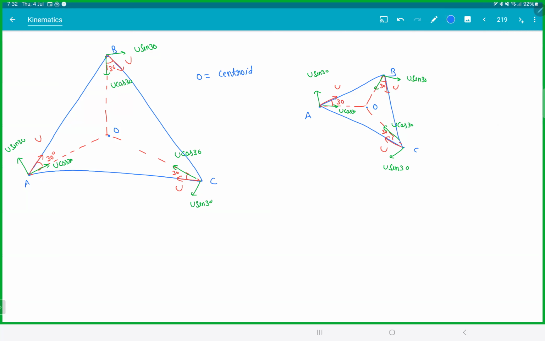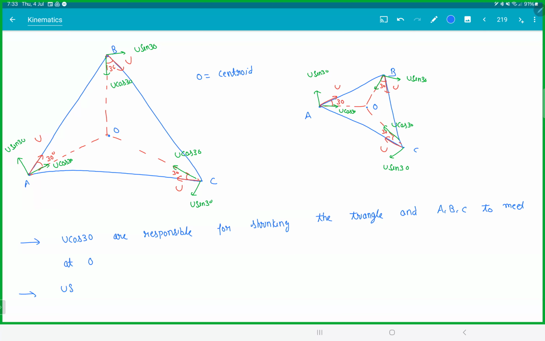U cos 30 is responsible for shrinking the triangle. The u cos 30s are bringing the triangle closer and closer, isn't it? The u cos 30 components are responsible for shrinking the triangle. They are making the triangle smaller and smaller. And they're actually responsible for meeting, for shrinking the triangle and for the points to meet. That is what u cos 30 is doing.